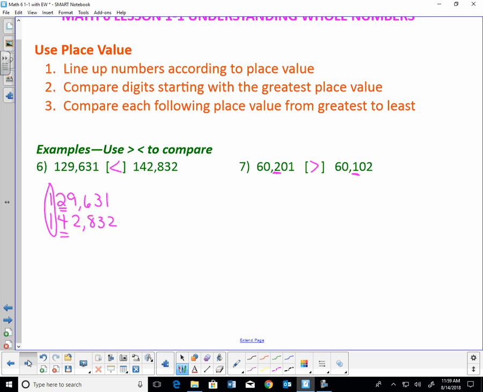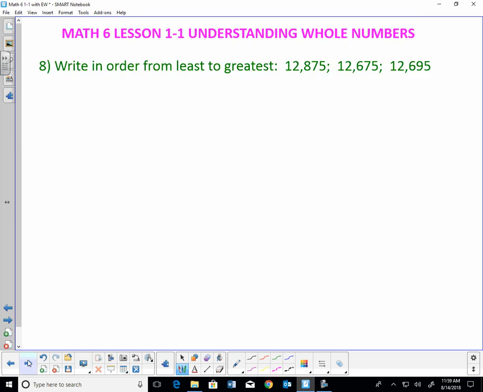Now, when you're going to write numbers in order from least to greatest, smallest number to biggest number, we just need to remember that it would probably be best if we wrote them down vertically so that we could compare the digits. So I have 12,875, I have 12,675, and I have 12,695.